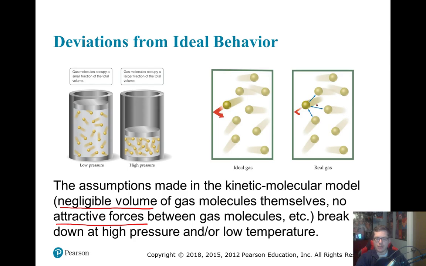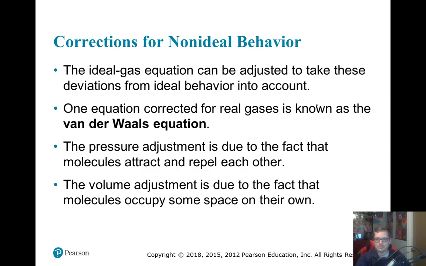So to recap, at high pressures, we have to watch out because the volume of our container starts to be taken up by the volume of the molecules at a higher percentage. At low temperatures, we have to start worrying about the intermolecular forces. In order to correct for these two things, there are lots of different adjustments that people have made to the ideal gas equation to take these things into account.